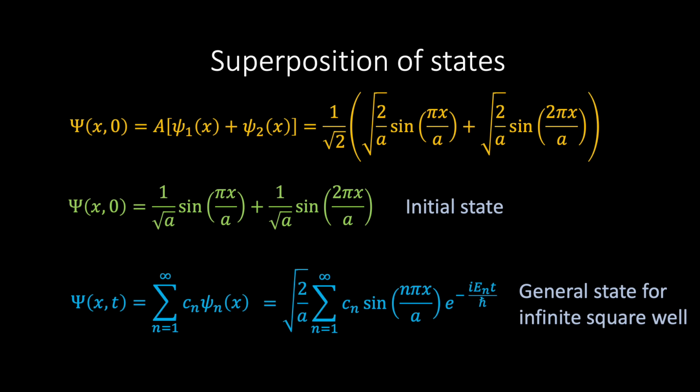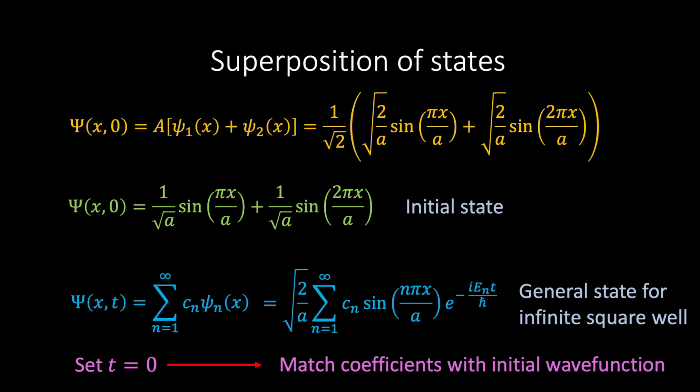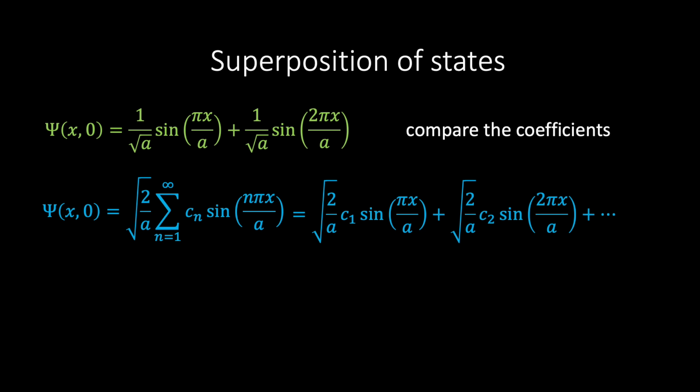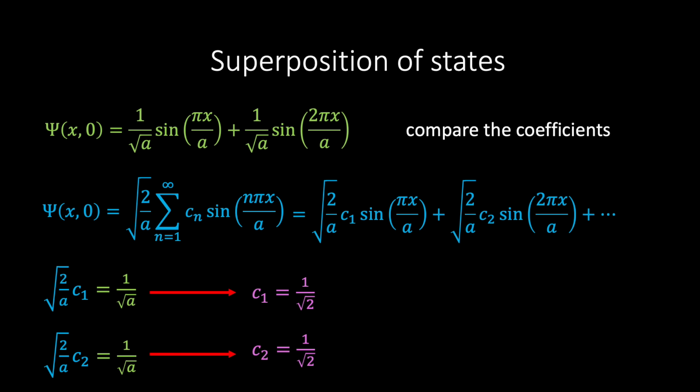The next step in our strategy is to set t equals 0 and then match coefficients with our initial wave function. So let's do that. If we take our initial normalized wave function and compare the coefficients term by term with the most general wave function for the infinite square well, we find from matching the first term that c1 equals 1 over root 2. Likewise, by matching the second terms, we find that c2 also equals 1 over root 2. And finally, we see that cn equals 0 when n is greater than or equal to 3.